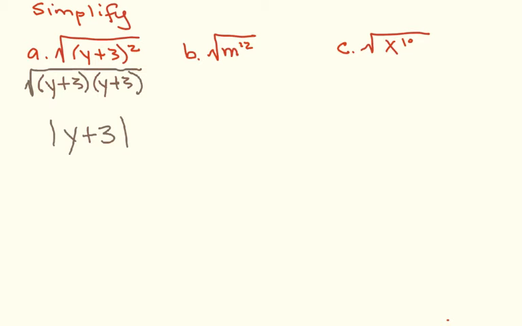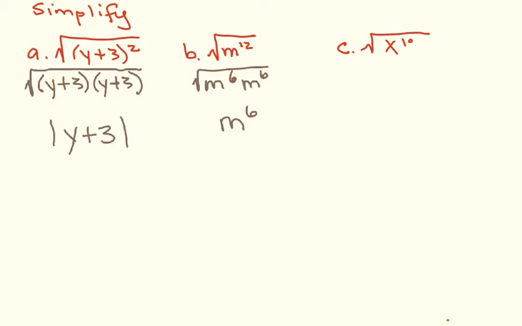The next one, m to the 12th, the square root of it. I'll show you here what we're thinking. M to the 12th can be broken down because of the product rule to m to the 6th times m to the 6th. So its square root is m to the 6th.